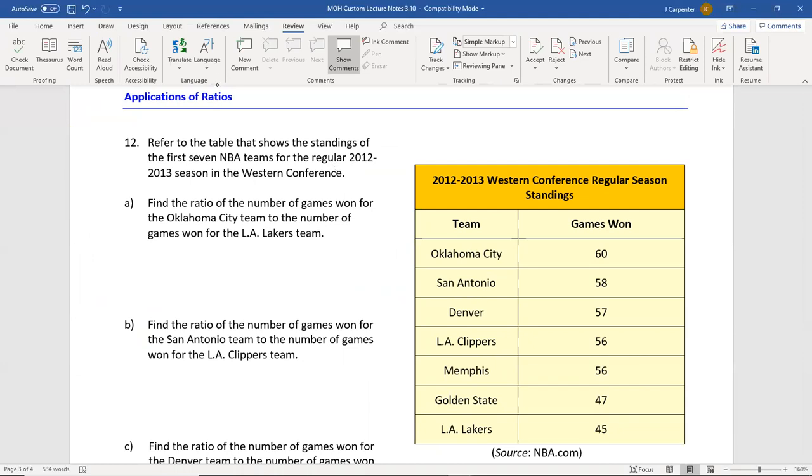So refer to the table that shows the standings of the first 7 NBA games for the regular 2012 to 2013 season of the Western Conference. Again, this really dates this book 8 years later, still using this information. It's fine. Find the ratio of the number of games won for the Oklahoma City team to the number of games won for the LA Lakers. So we're doing Oklahoma to Lakers. Oklahoma is right here. That's the 60. The Lakers are right here, right? No, you see the LA, but we're supposed to be the Lakers, not the Clippers.